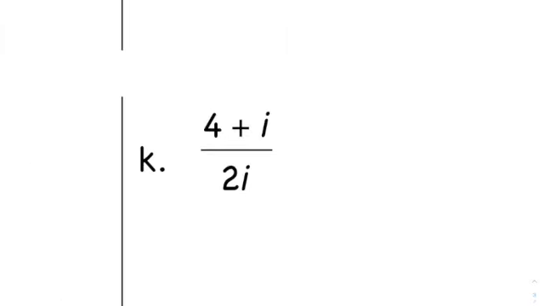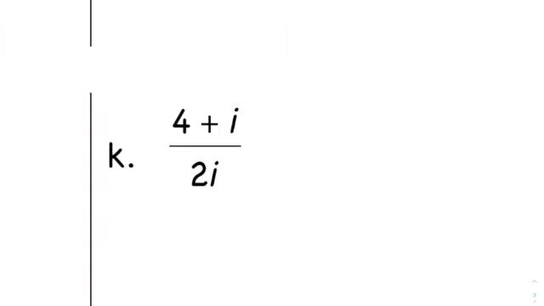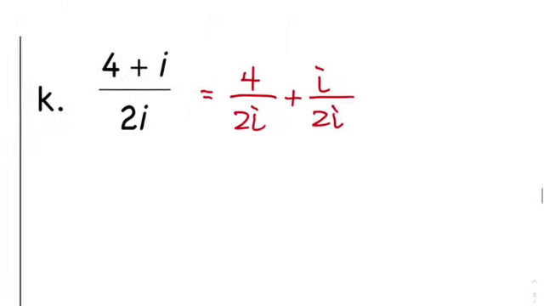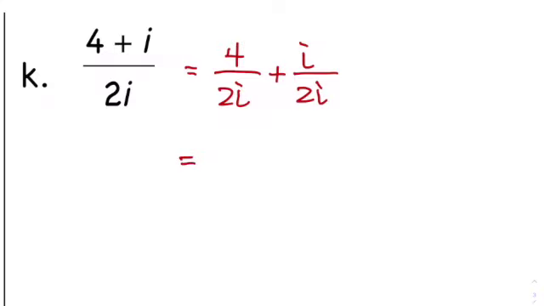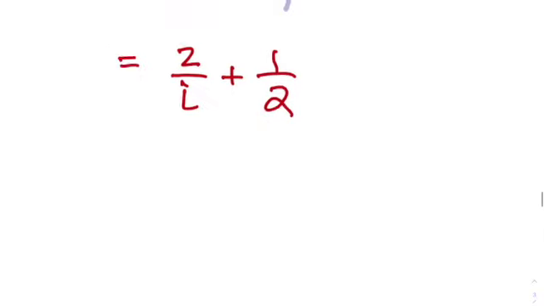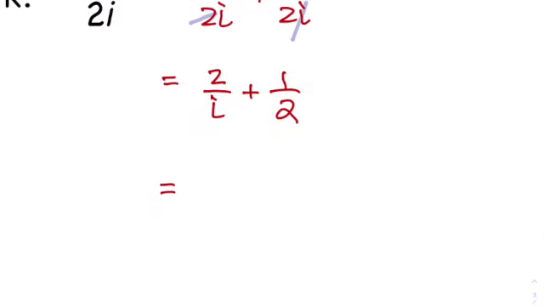So letter J, letter K is the same thing. Letter K is going to be 4 over 2i plus i over 2i. And what you're going to do is cancel out first and then see where you are at. So 4 and 2 cancel out. That gives you 2 on the top. And the i's cancel out. So the answer is really 2 over i plus 1 over 2. Now we usually like to put the number in the front, so we're going to put the half in the front plus 2 over i.